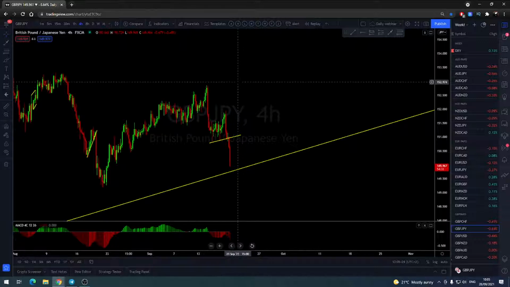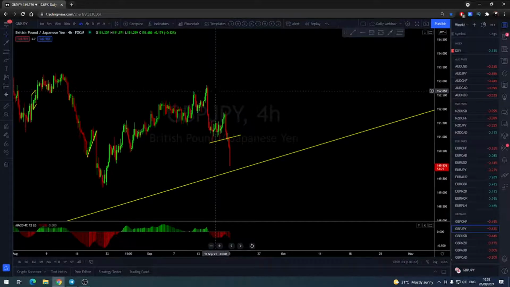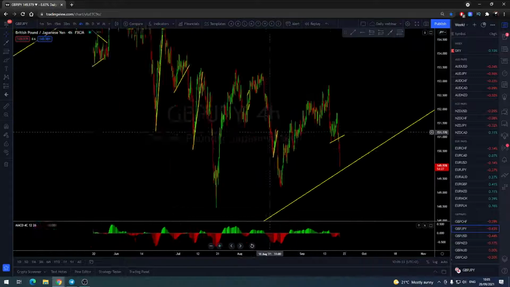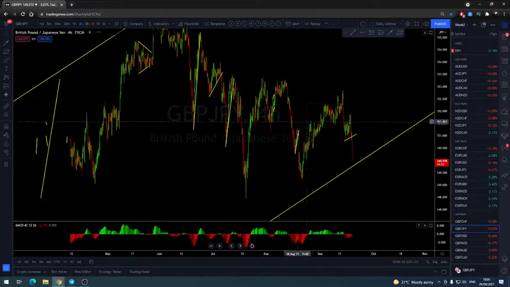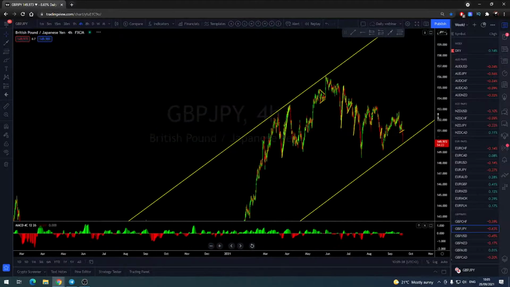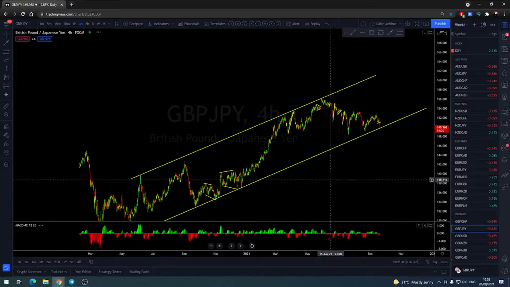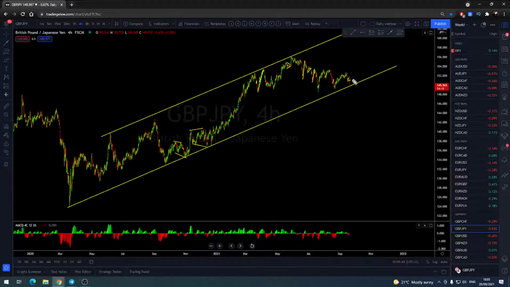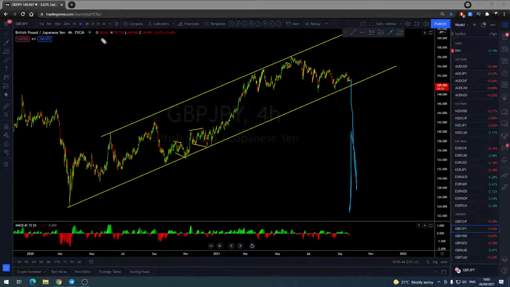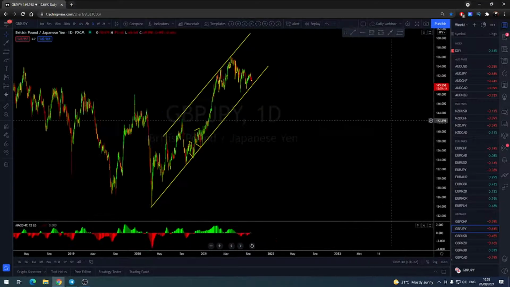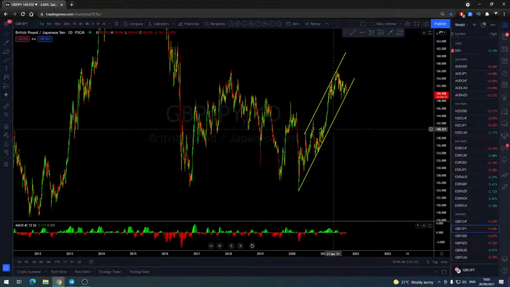Pound Yen, a wonderful sell was there. If you missed it, now you cannot do anything. Just leave them, and let's see how far they are going. This could break out of this daily structure. The move could be quite a huge one. Oh yeah, of course.